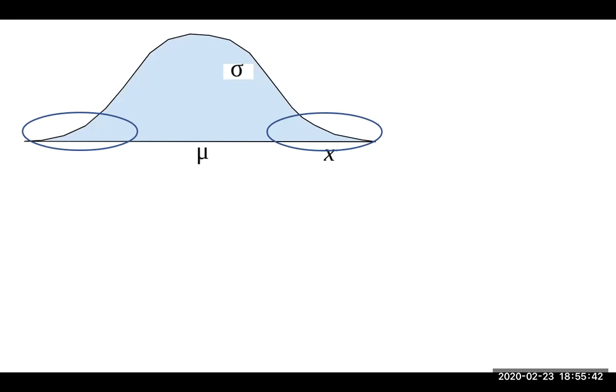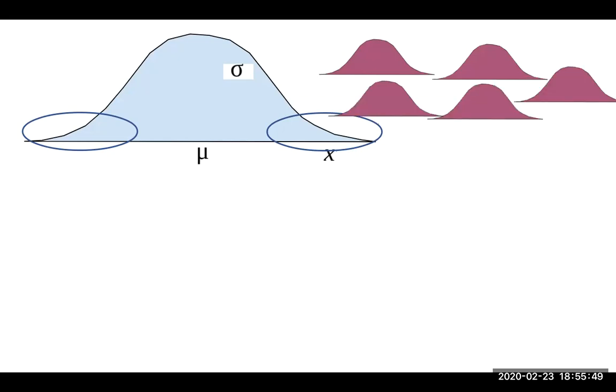So if I take a little sample and create it, and let's make it this purple-pink color, and then I do another little sample, and another, and another, and another, and another, and another, what I'm going to do with all those little samples is calculate the mean for all my baby distributions.